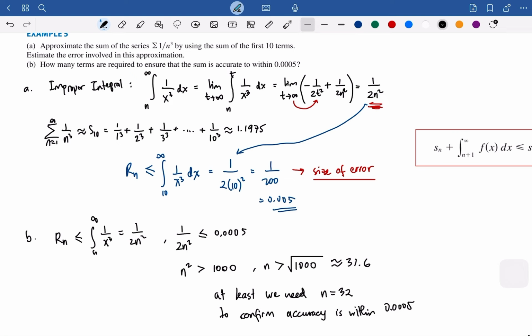Ini tadi buat apa ya? Nah, itu cuman that is just for reference. Okay, this one is just for reference.